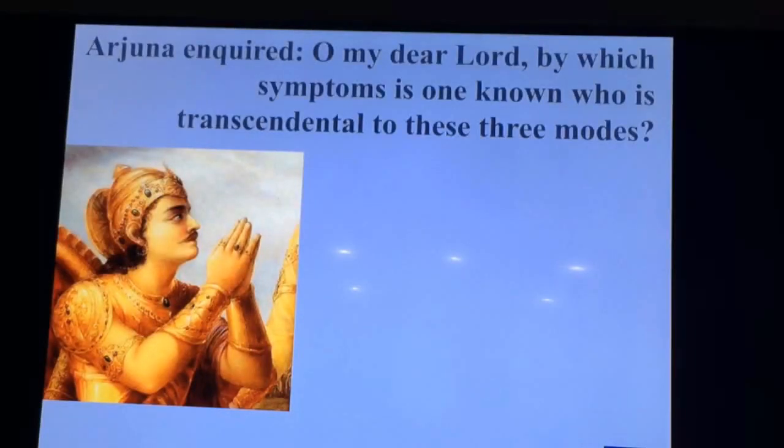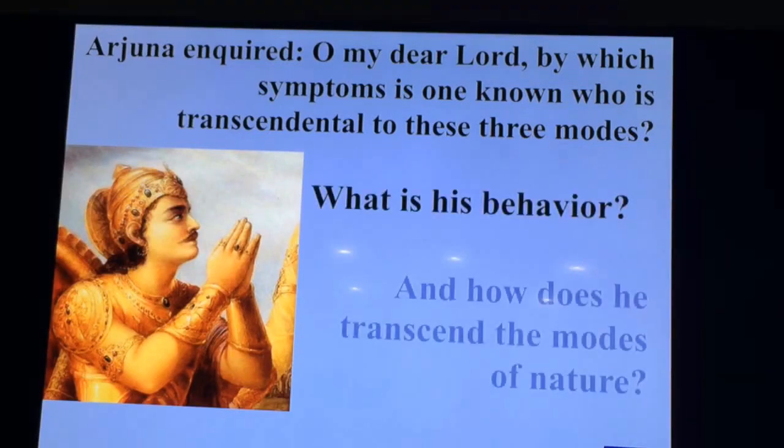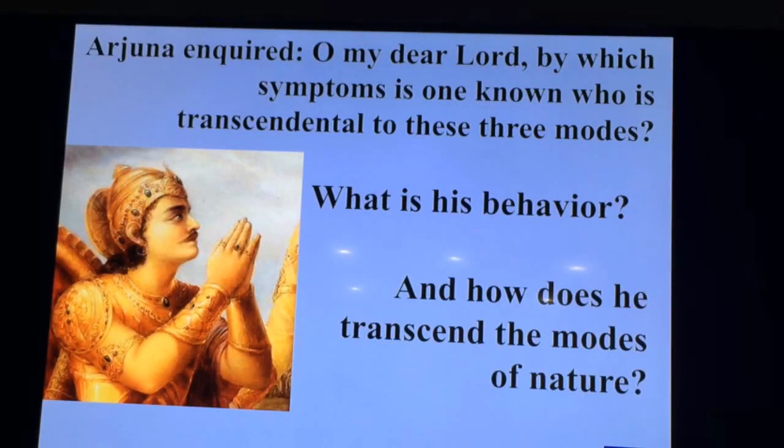Arjuna inquired, "O my dear Lord, by which symptoms is one known who is transcendental to these three modes? What is his behavior? And how does he transcend the modes of nature?" So the concluding question is number 3 at the bottom, but before he gets there, he wants to know the symptoms, like, what are the characteristics of one in transcendence, the behavior of one in transcendence, and how do you get there?